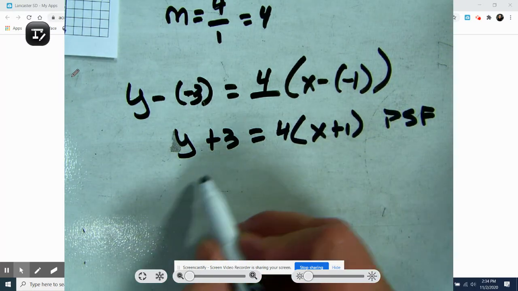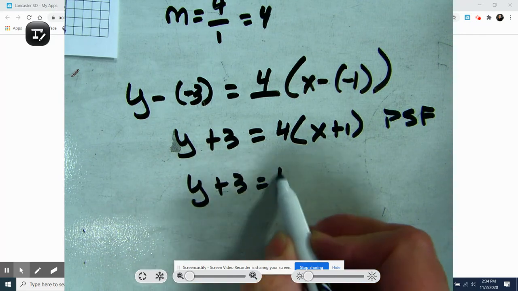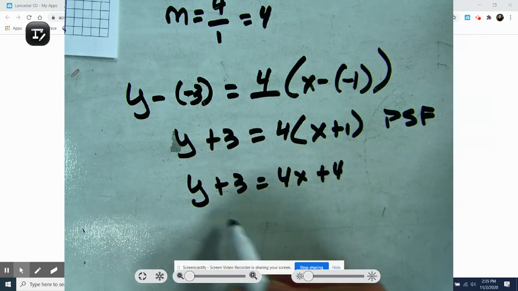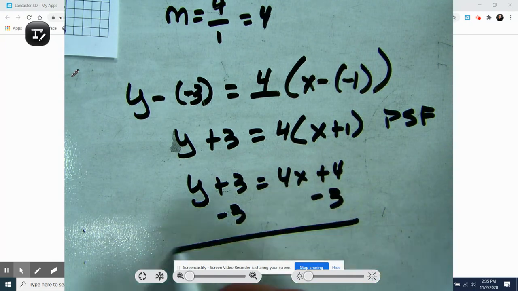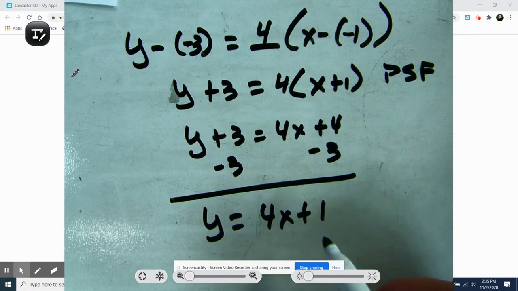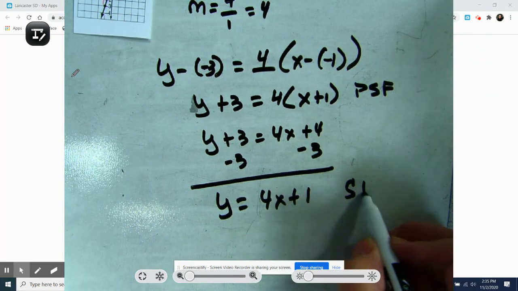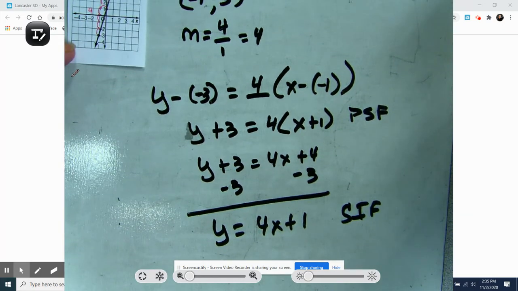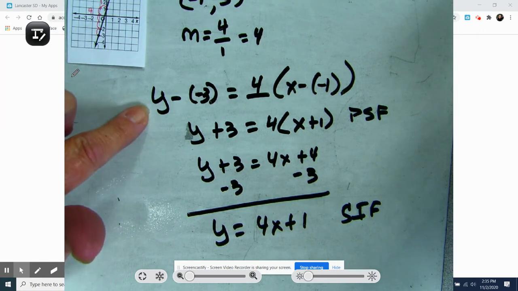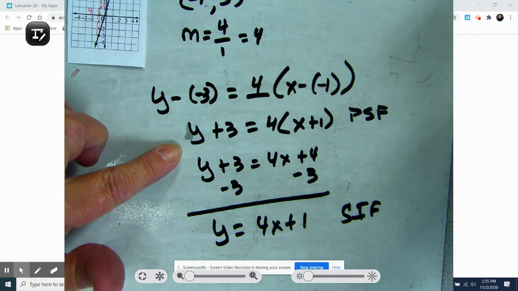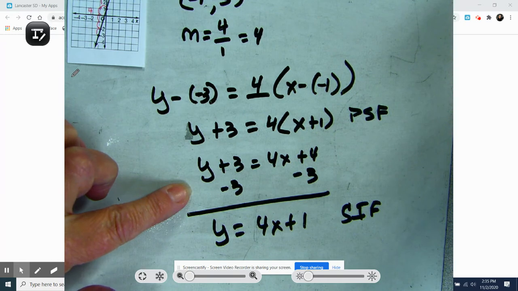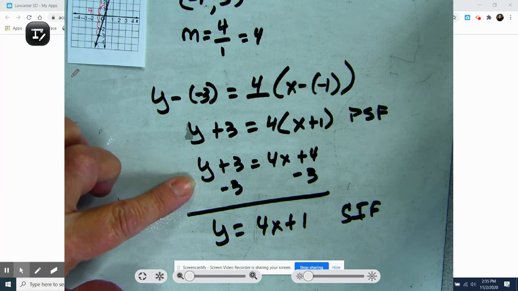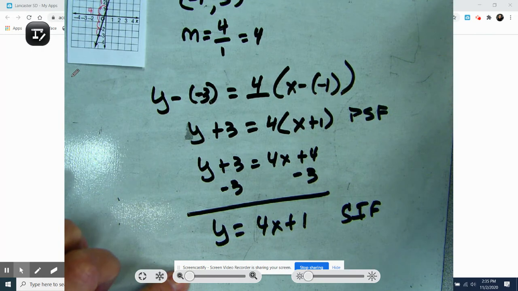Distribute. y plus 3 equals 4x plus 4. So add negative 3 to both sides, and y equals 4x plus 1. And this is now in slope-intercept form. So you took your picture, you counted your slope, you found a point, plugged it into the equation, got rid of the double negatives, distributed, got rid of the number with y, and you have it in slope-intercept form. Okay?